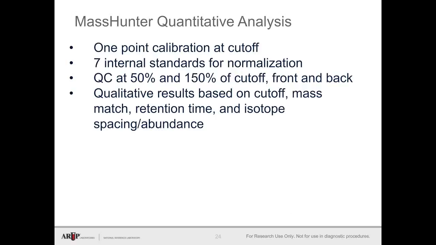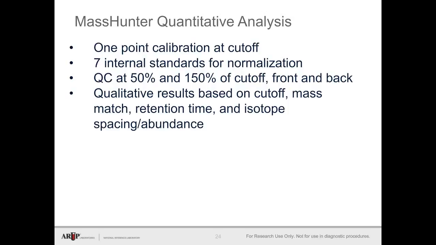This is a semi-quantitative assay. We're just calling things positive or negative, not putting a concentration level on it. So it's a 1-point calibration curve at the cutoff, and it's forced through 0. We're normalizing to 7 internal standards. We have QC at 50% and 150% of the cutoff, front and back. And qualitative results are based on the cutoff, mass match, retention time, and isotope spacing and abundance.